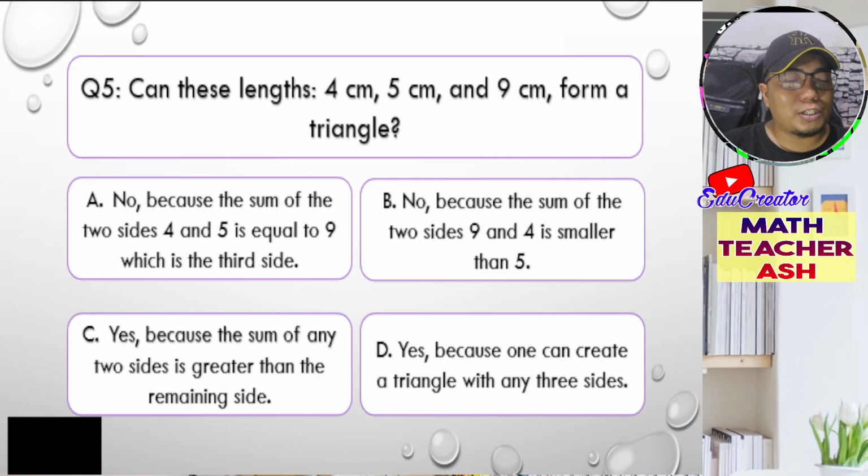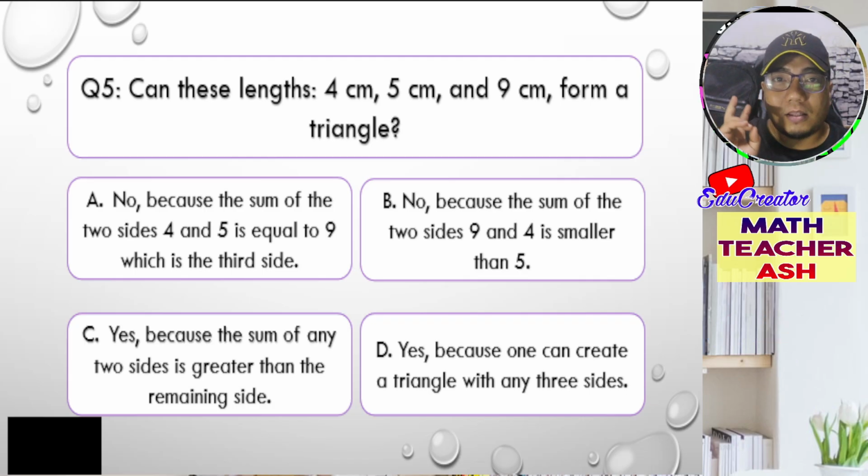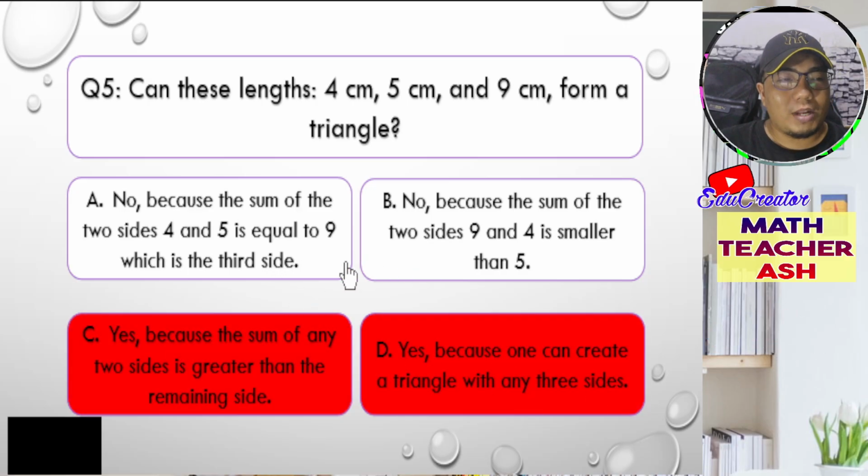Okay, math learners, for this question, we have here 4 and 5, that is equal to 9. And 9 is equal to the third side. So therefore, that is a big no-no to our measurements of a triangle. Because as I've said earlier, the sum of the two sides should always be greater than the third side. So the choices C and D are already wrong. Alright, so we only have the 2.